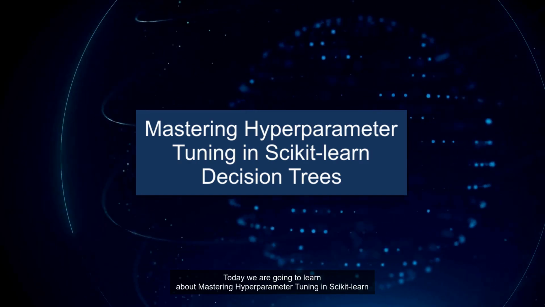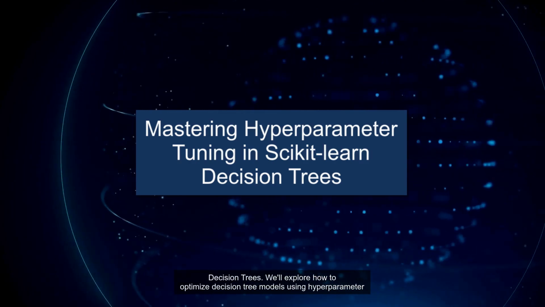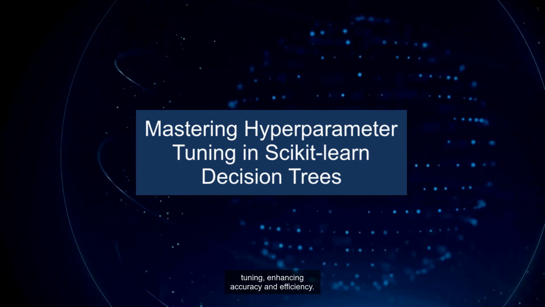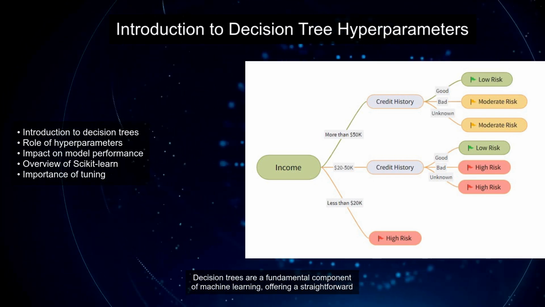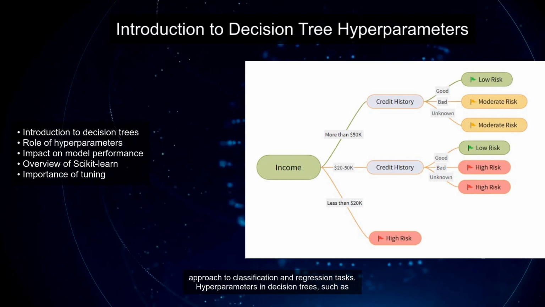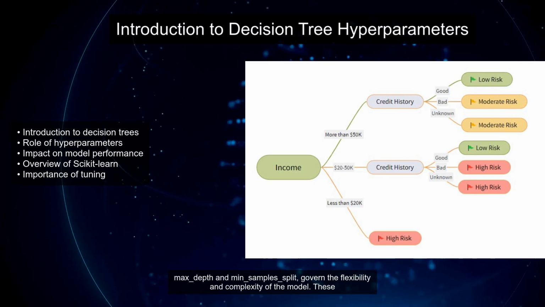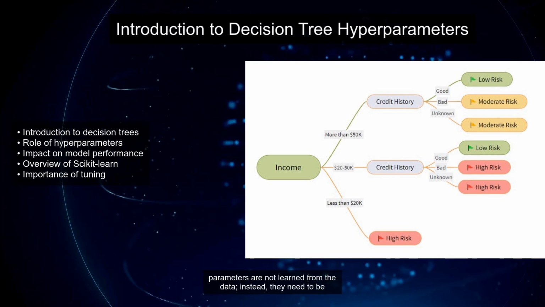Today we are going to learn about mastering hyperparameter tuning in Scikit-learn decision trees. We'll explore how to optimize decision tree models using hyperparameter tuning, enhancing accuracy and efficiency. Decision trees are a fundamental component of machine learning, offering a straightforward approach to classification and regression tasks. Hyperparameters in decision trees, such as max_depth and min_samples_split, govern the flexibility and complexity of the model.